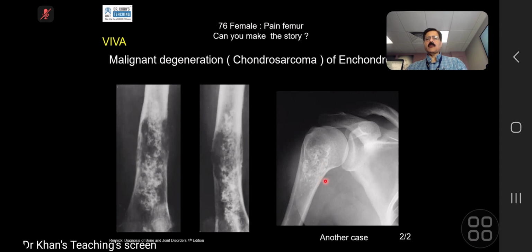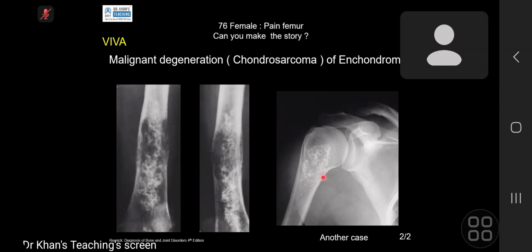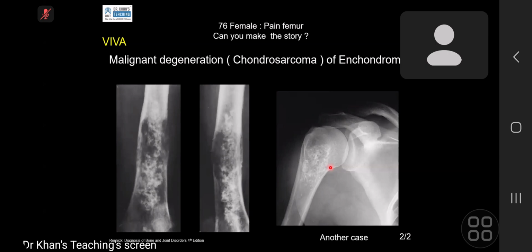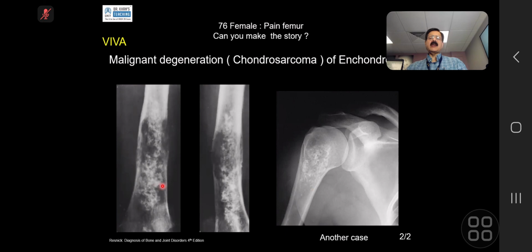But coming back to the plain film, chondroid matrix will be calcified, and this calcification of chondroid matrix will be ring, arc, punctate, that kind of a thing. Incomplete rings, arcs, complete rings, arcs, or punctate type of calcification. This is a case of malignant transformation of an enchondroma. This is an exam case.